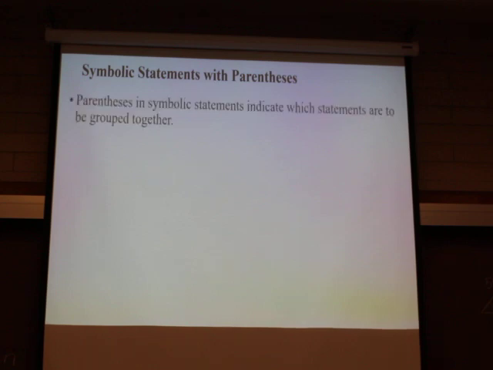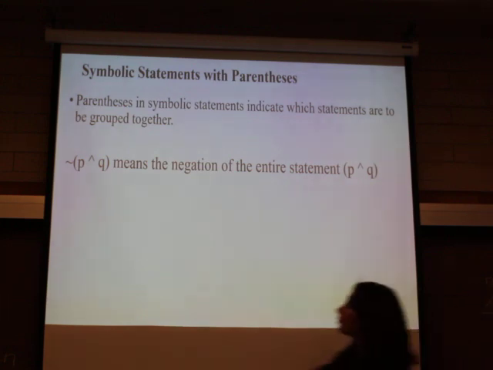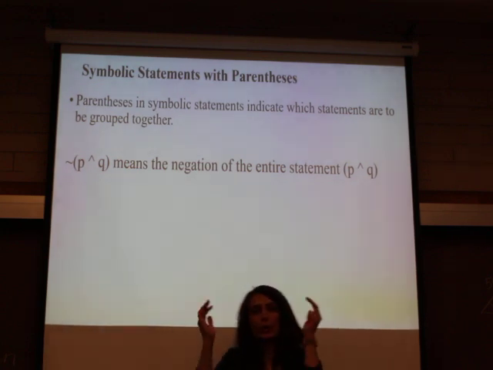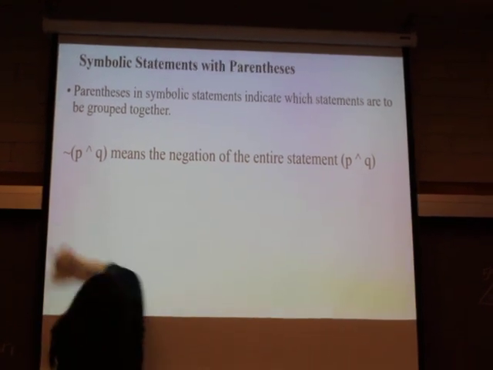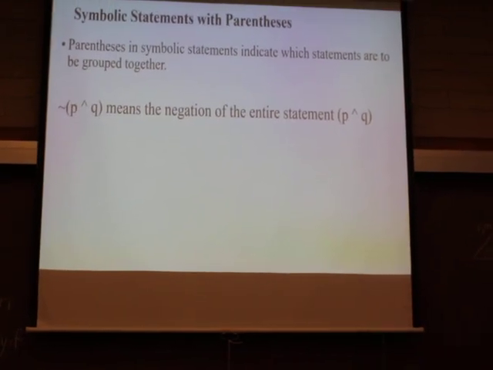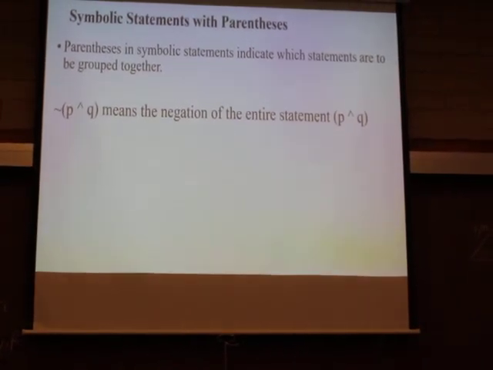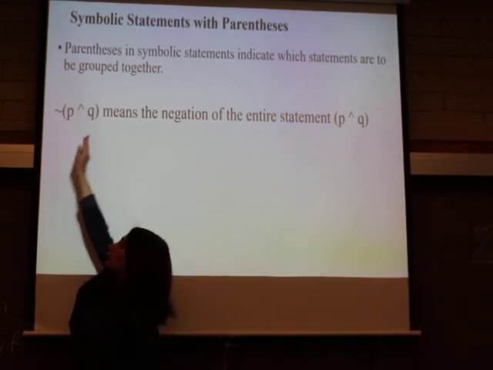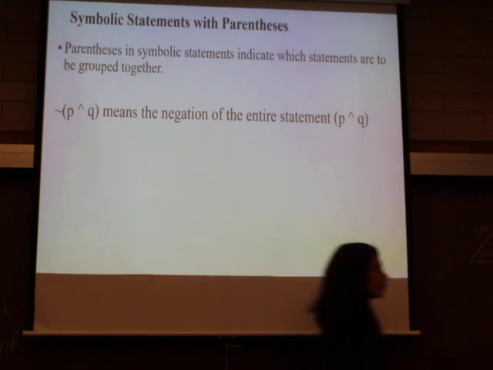Well, what about parentheses? When you have symbolic statements, right? Parentheses, they show you which symbols have been grouped together, okay? So, for example, here, if I have negation, then I have parentheses, P and Q. It means the whole statement P and Q has been negated, right? The negation of the entire statement, okay? So the parentheses show you which symbols have been grouped. Here, P and Q, they have been grouped together, right?